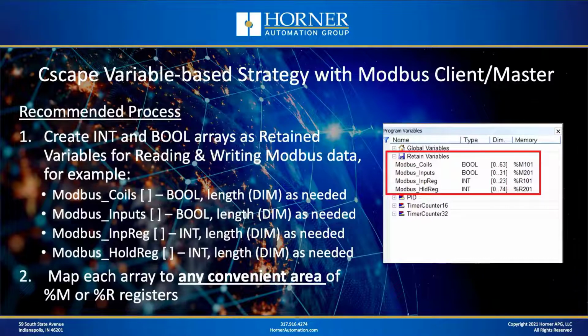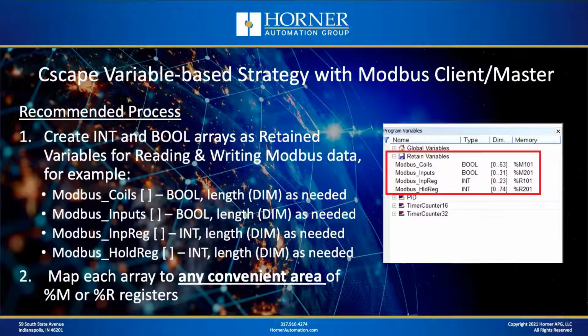So in my case, for this, what you see on the screen there, I mapped the coils starting at M101. I mapped the inputs starting at M201. I mapped input registers starting at R101 and holding registers starting at R201. So they're convenient because they're starting on kind of an even number. So it's going to be easy for me to correlate which particular piece of Modbus data is going to ultimately be mapped to what variable.